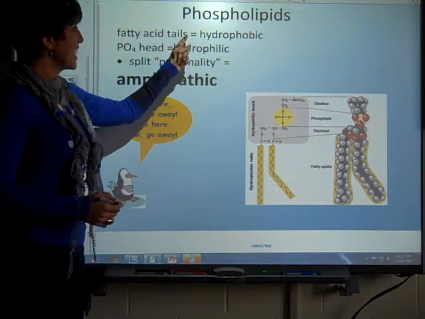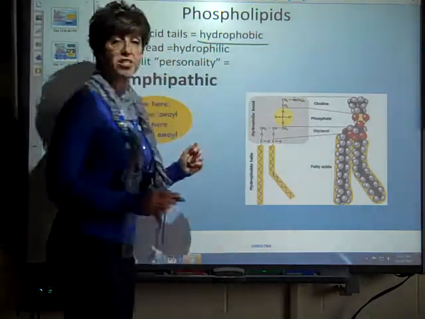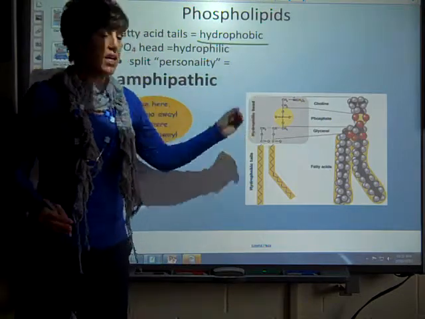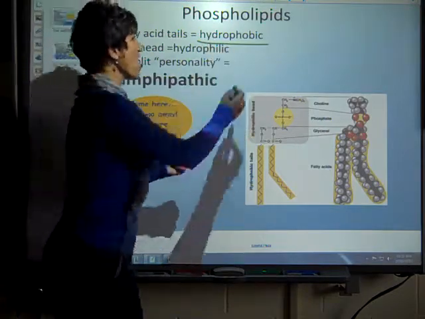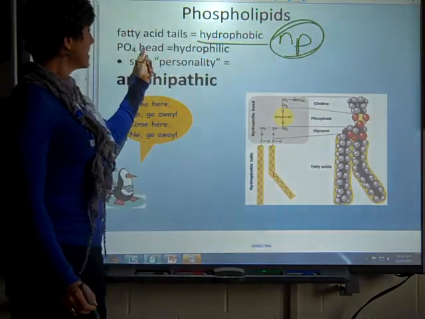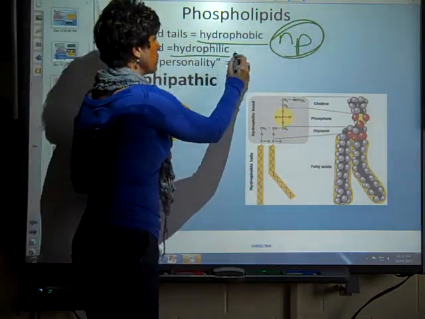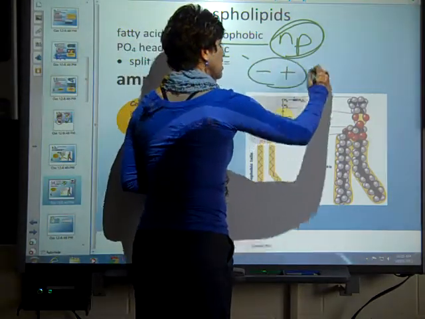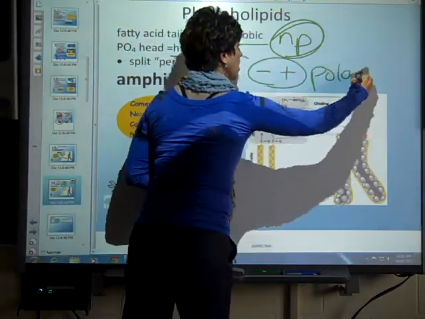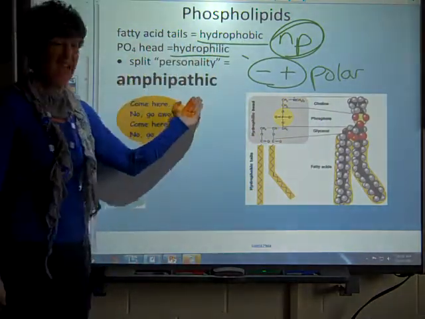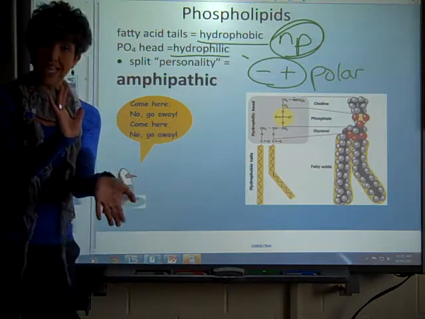All right, next one. The fatty acid tails are hydrophobic. We started talking about this word in class. Hydro, water, phobic, fearing. So they fear water. They are non-polar. The phosphate head is very hydrophilic because it has charges. That makes it polar. That makes it attracted to water. We call this amphipathic, the fact that it has both traits.